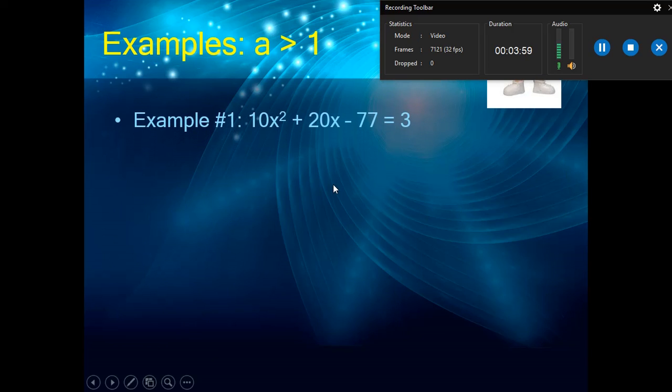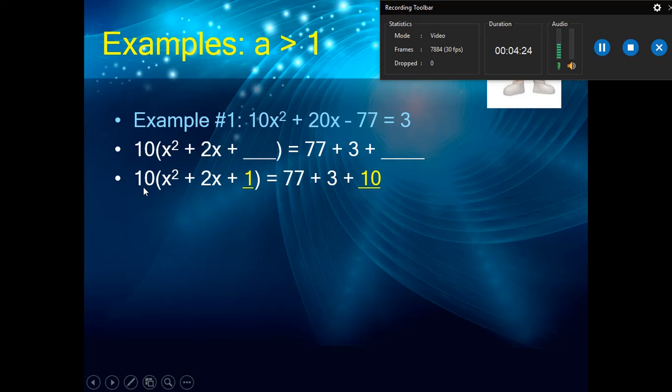So example 1, the process should go a little quicker now. So again, we're going to separate this into quadratic and linear. I'm going to simply add 77 to the other side, and I'm going to go ahead and pull the GCF right away. So the greatest common factor is 10, and that leaves behind x squared plus 2x. I'm going to fill in the missing blank. Half of 2 is 1, and 1 squared is 1.